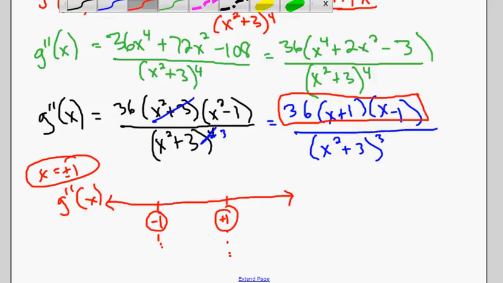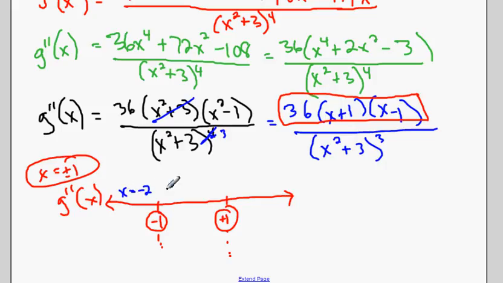Let's go a little bit to the left of negative 1. I'll pick negative 2. I'm going to get 36, which is positive. Negative 2 plus 1 is negative, and negative 2 minus 1 is negative, so my whole numerator ends up being positive. Down here, negative 2 squared is positive, plus 3 is positive, cubed is positive. So every value over here is positive.